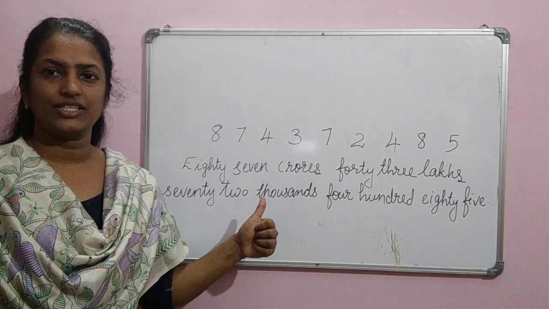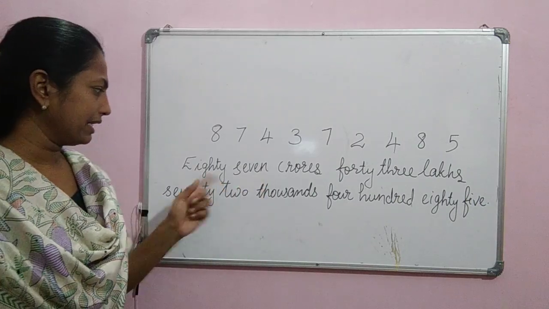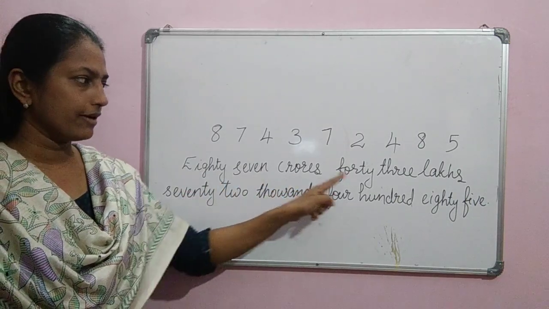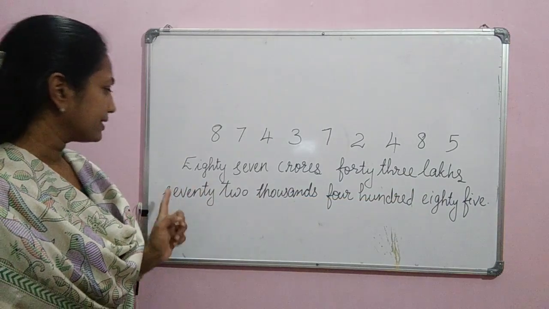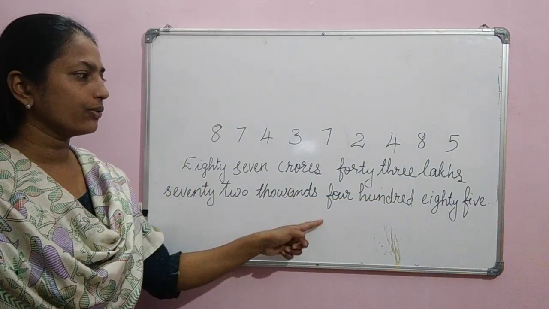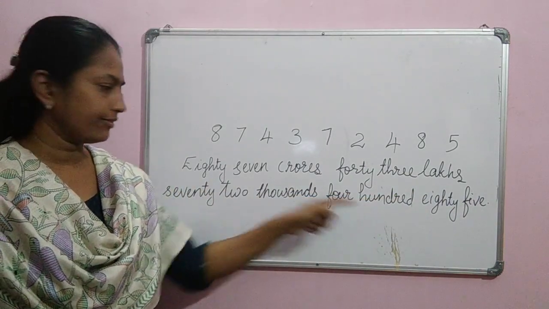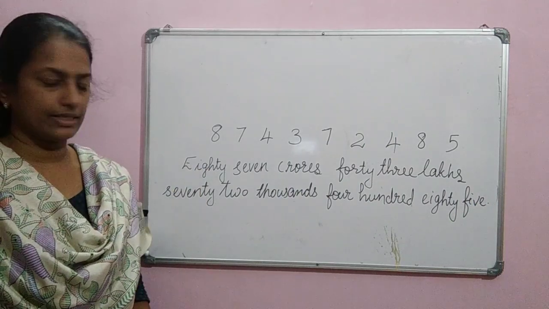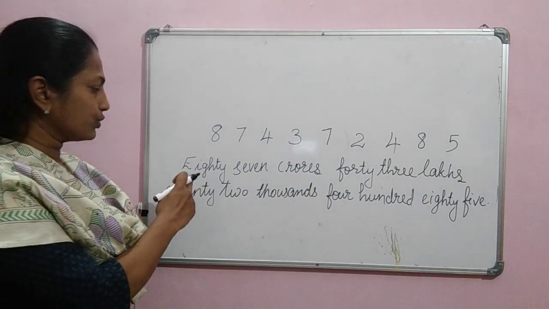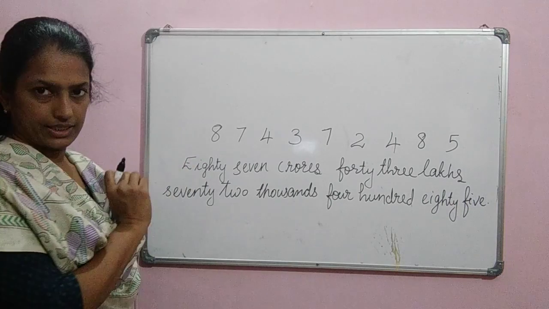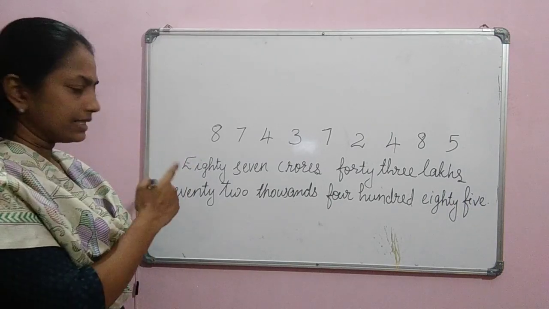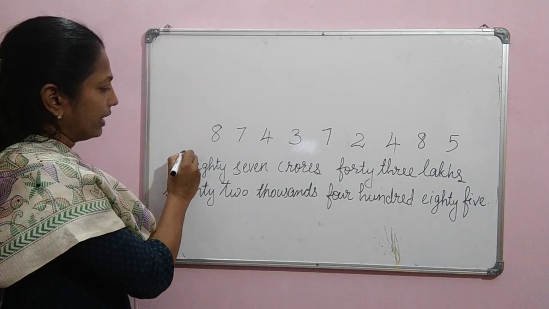This is a 9-digit number and its name is 87 crores 43 lakhs 72,485. We know how to read this. Now we are going to group the digits. Let's see how it groups.